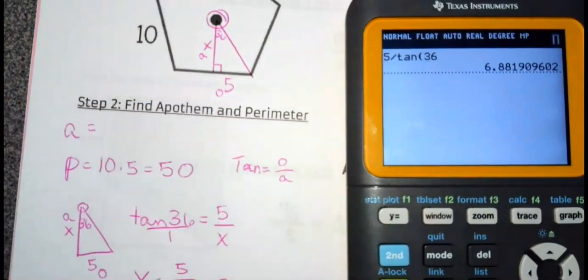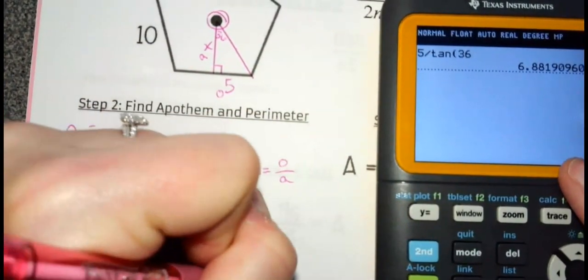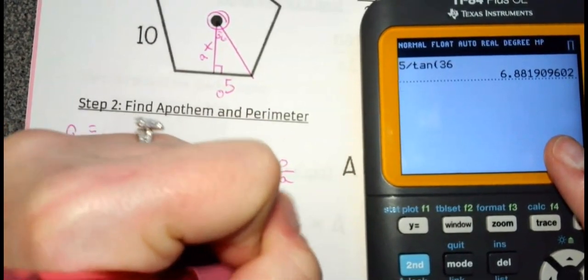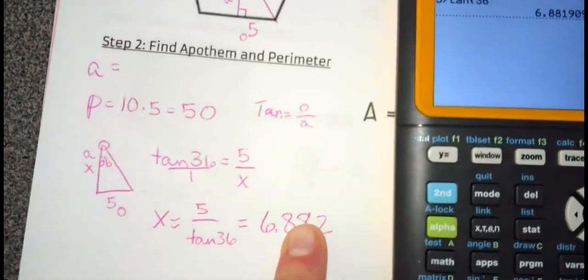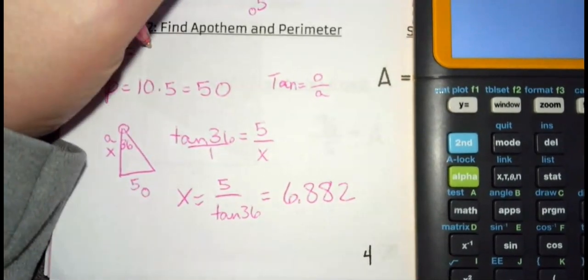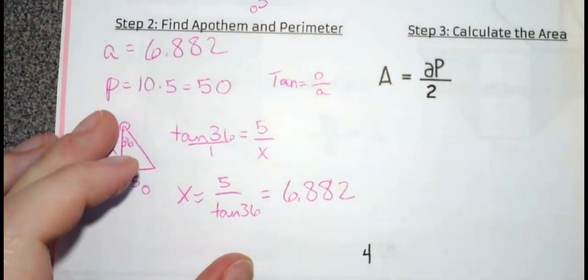And then you're going to end up, so here's what we're going to do. We are going to not round this super close. We're going to do 6.882. We're going to round it to the nearest thousandth. Oh, y'all can see that better now. 6.882. And then at the end, we'll round it to the nearest tenth. Okay?